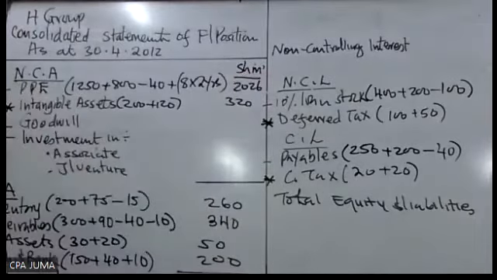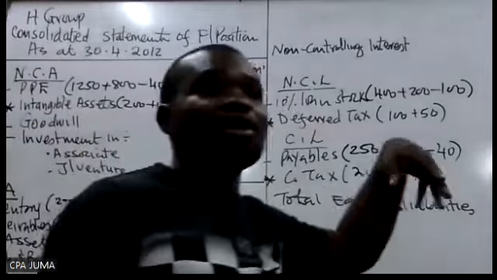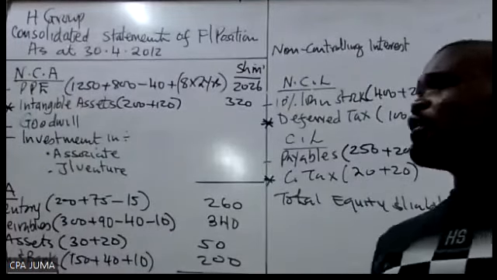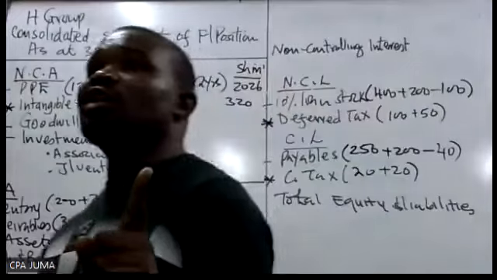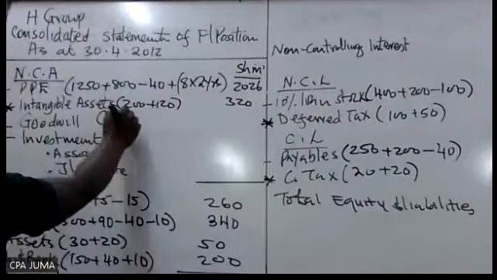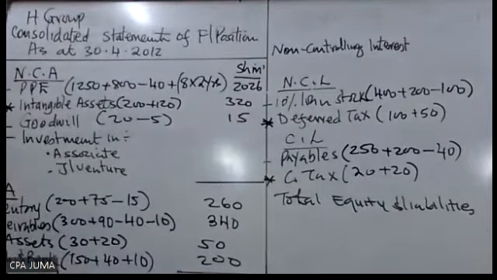Goodwill. Goodwill we had already computed. You just check the goodwill of S. Goodwill of S was 20, but there was an impairment of 5. So you will take 20 minus 5, giving you goodwill of how much? 15. So what is remaining? The investment, revaluation, retained earnings, and non-controlling interest.